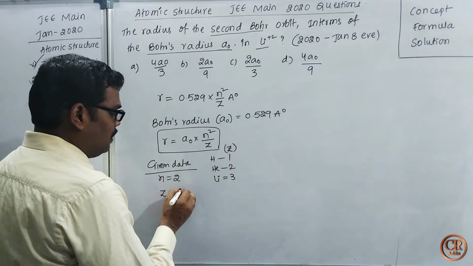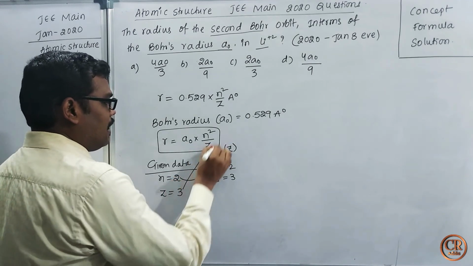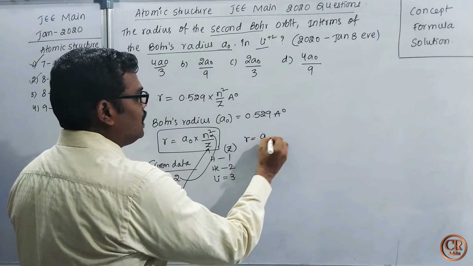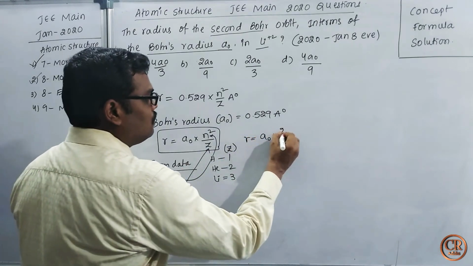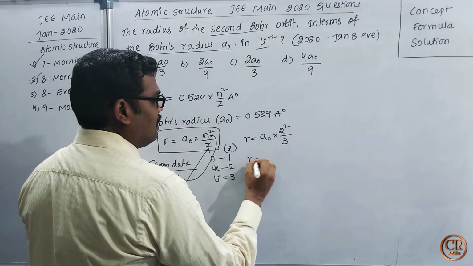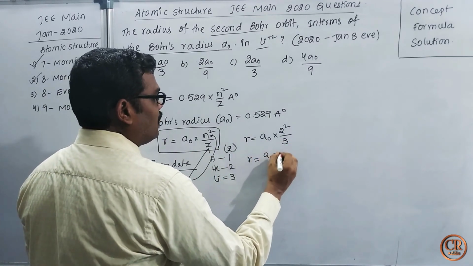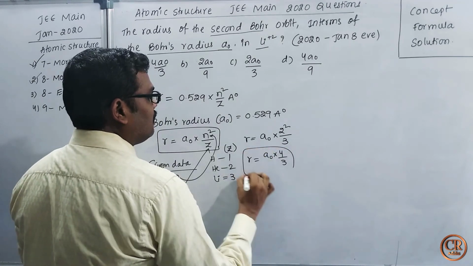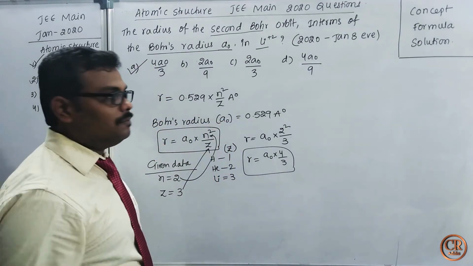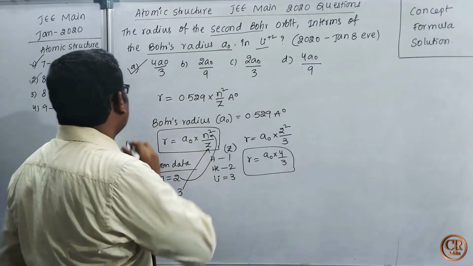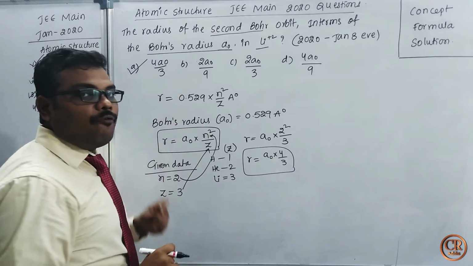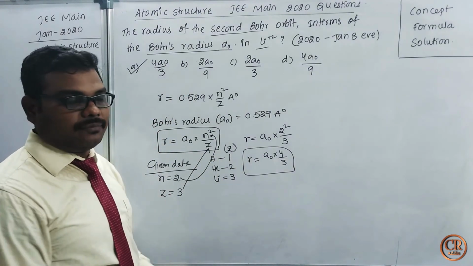So now you have the Z value and n value. Then you will get the answer directly. R is equal to A0 into 2 square by 3. So R is equal to A0 into 4 by 3. The correct answer is A. This question was covered on 8th January evening. Then we move to the next question.